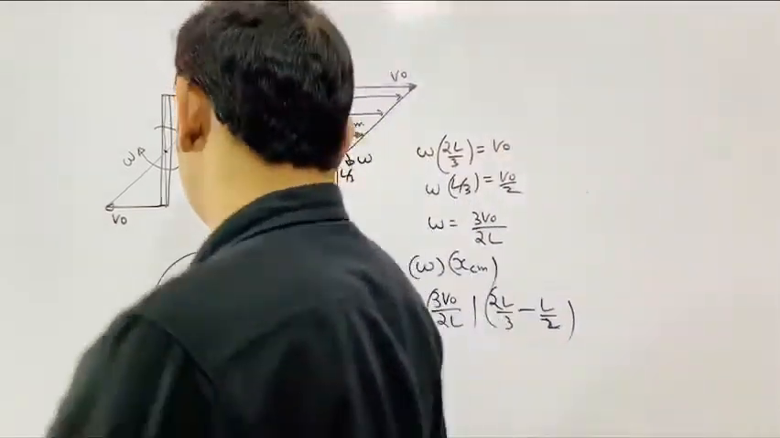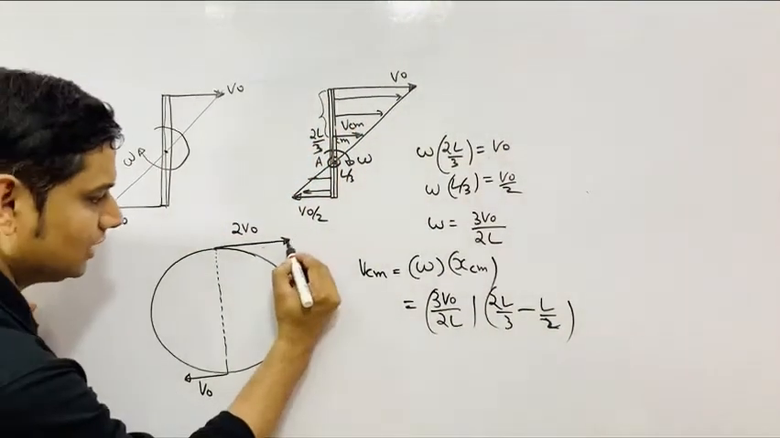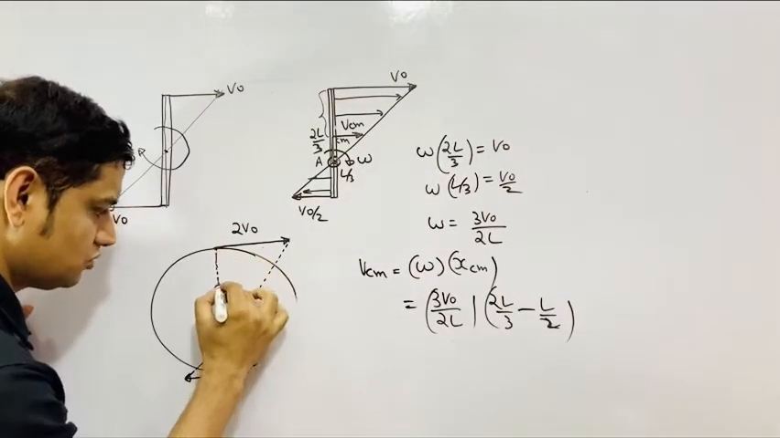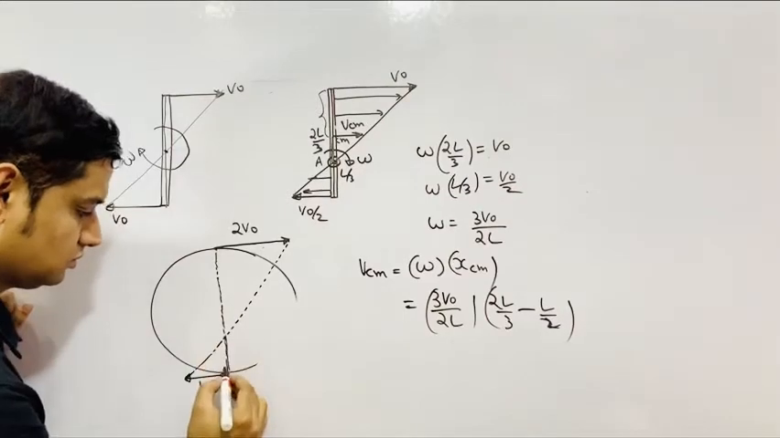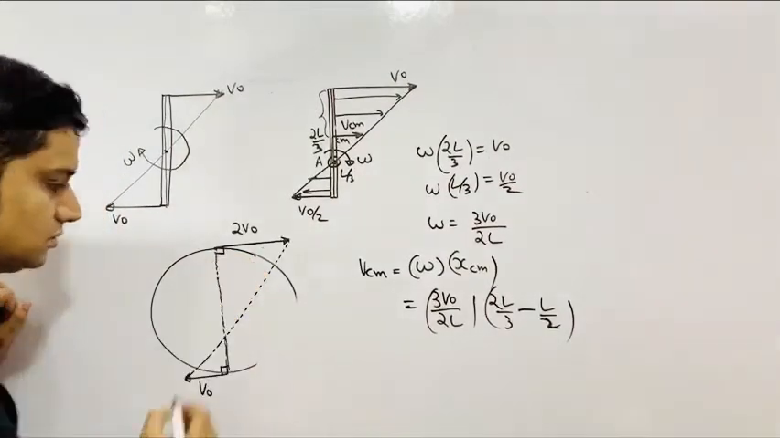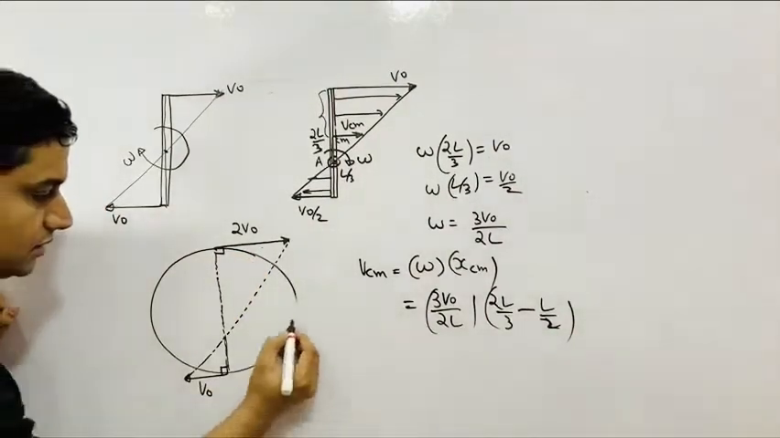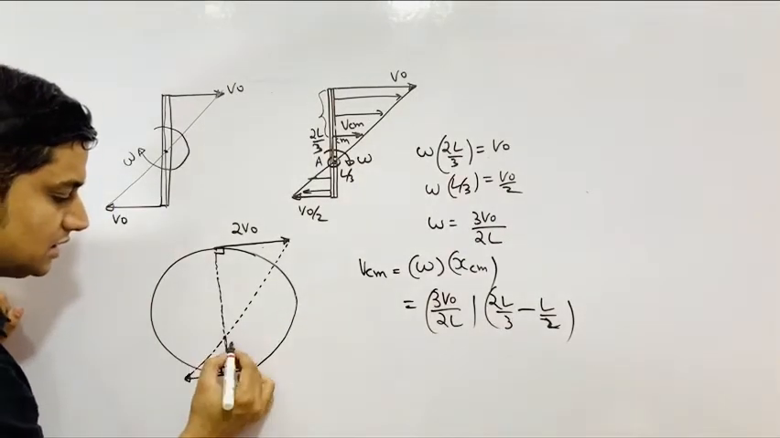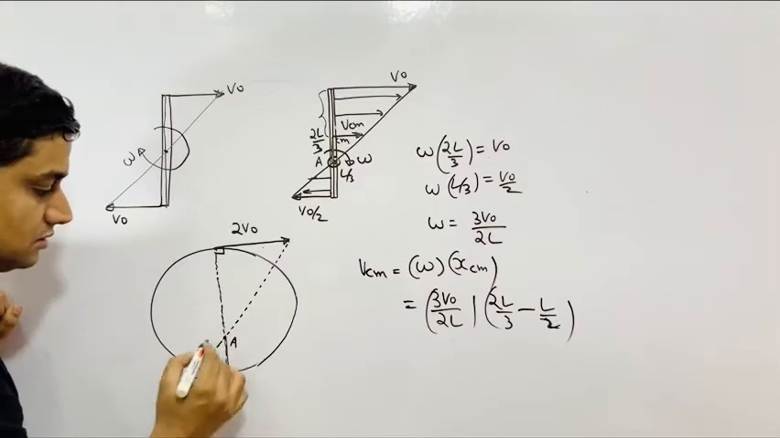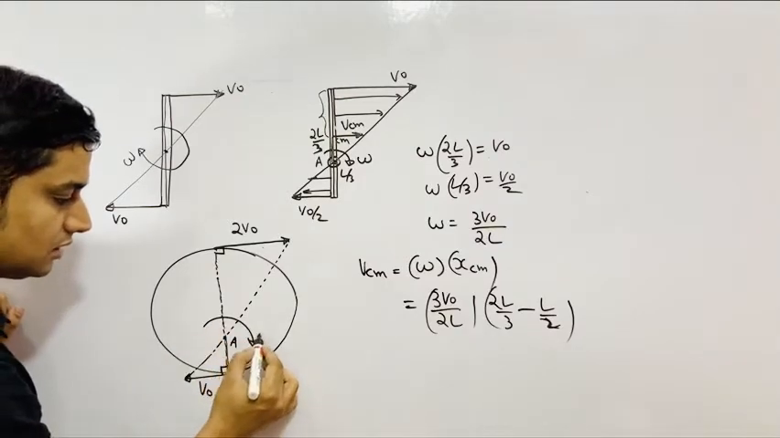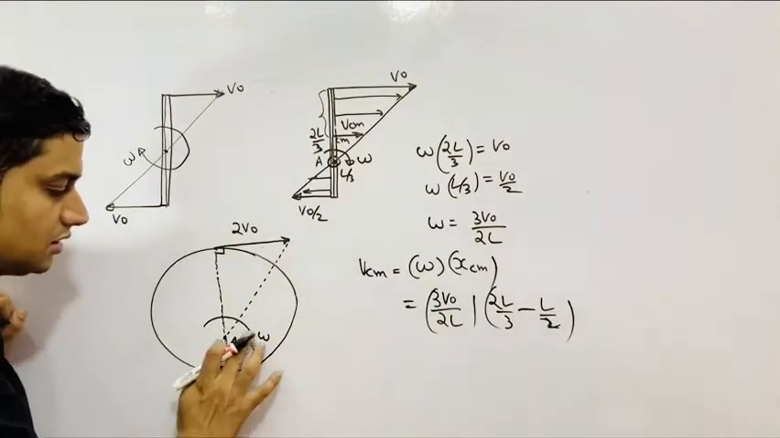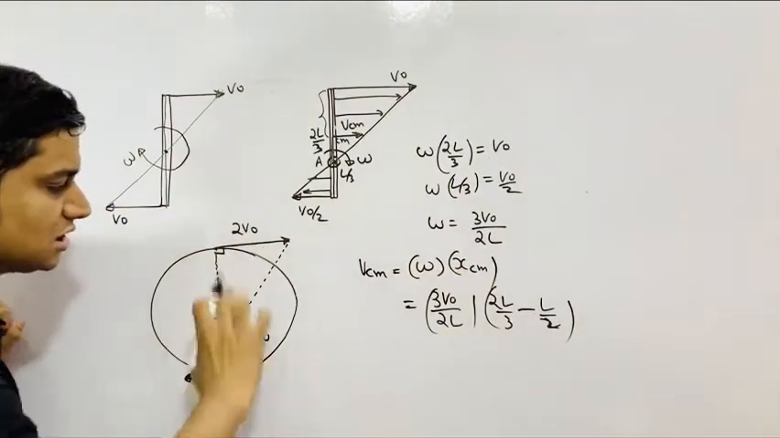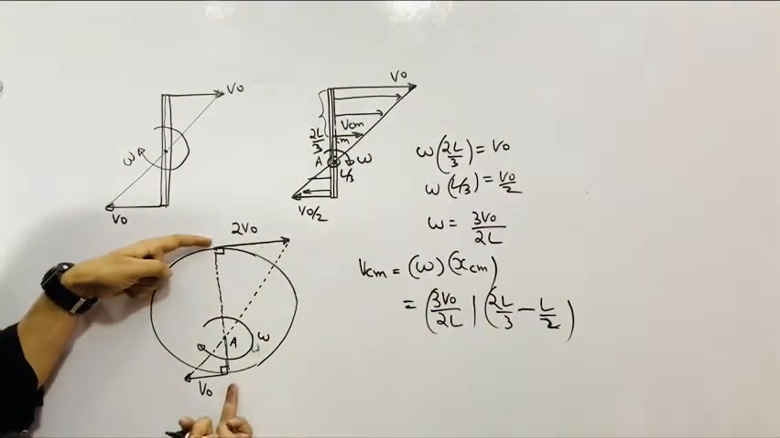So what I am going to do is join these two points. They meet here, and this is the axis of rotation. Call it omega. So this whole distance is the diameter, 2r.